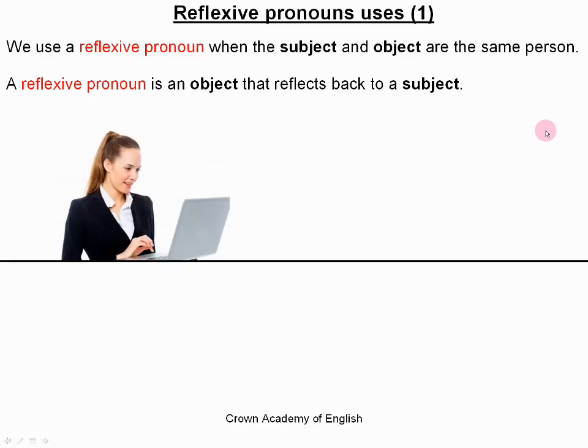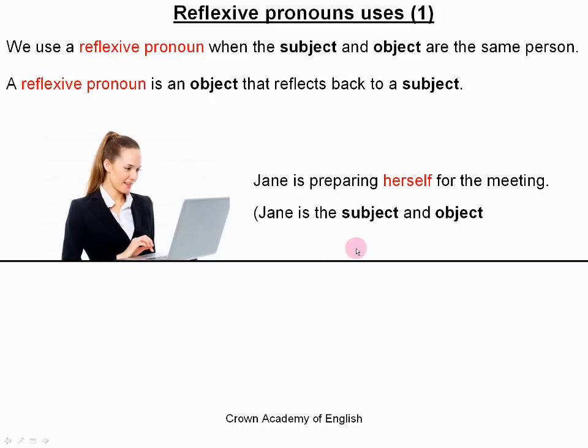Example. Jane is preparing herself for the meeting. As you can see, Jane is the subject of the sentence and she is also the object of the sentence. So this in fact means Jane is preparing Jane for the meeting. So herself reflects back to the subject. This is the object, and it reflects back to the subject. It is the same person.